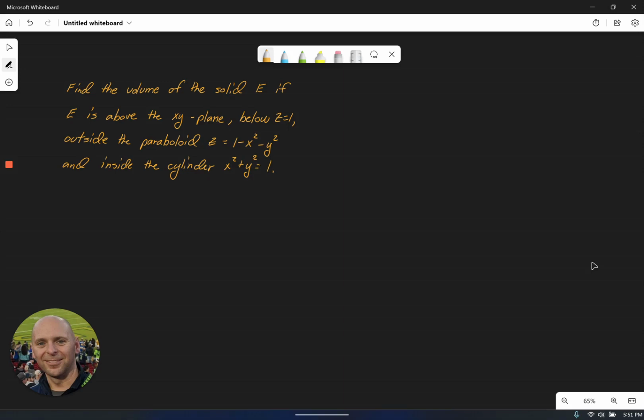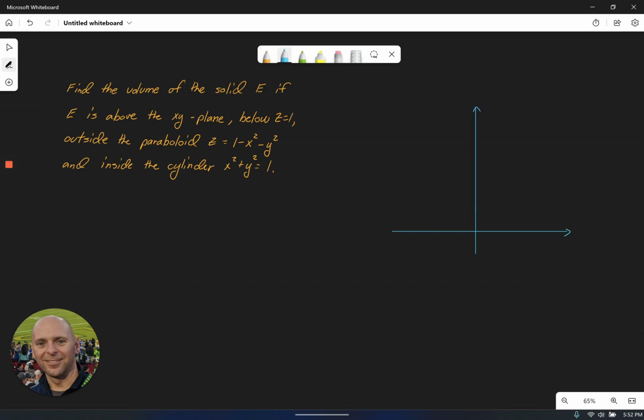Okay, so here we're going to find the volume of a solid. The solid is going to lie above the xy plane, below the plane z equals 1, outside the paraboloid, and inside a cylinder. So the first thing we probably should do here is go ahead and sketch this thing out a little bit.